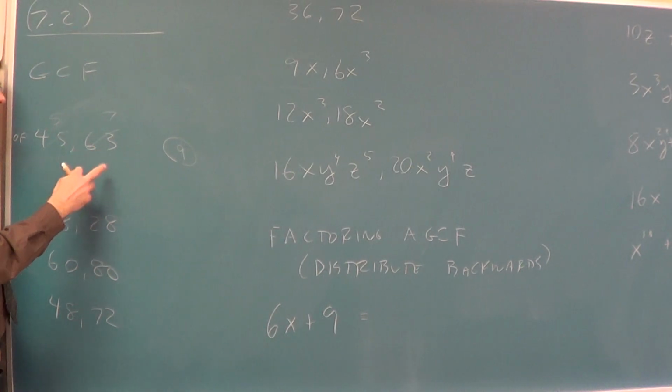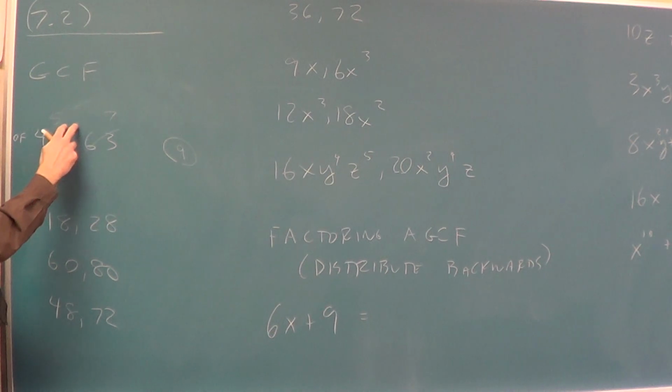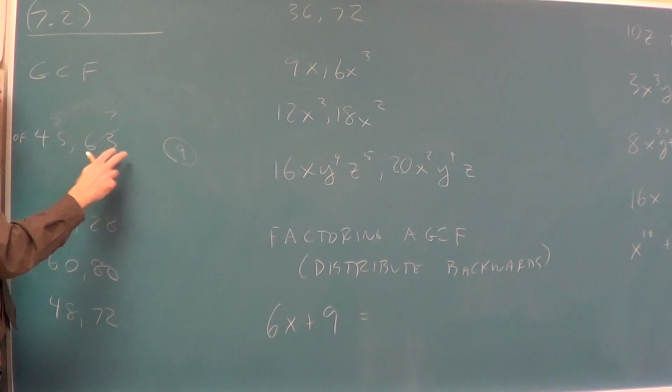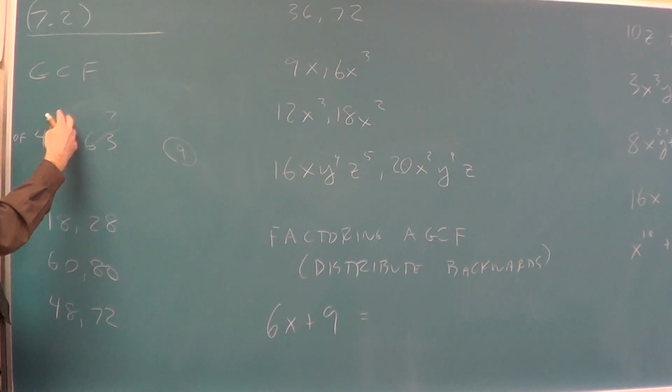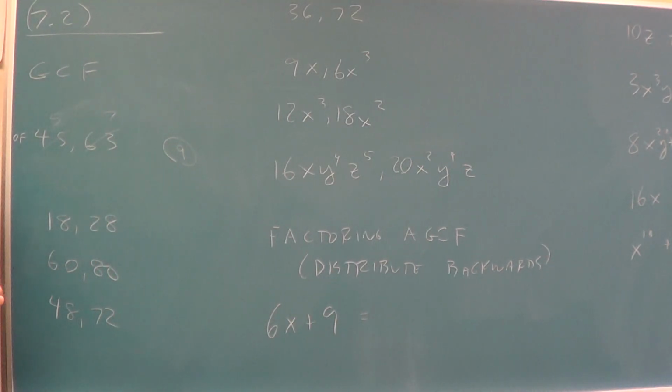This is a word called relatively prime. Nothing goes into these except for 1. Those are called relatively prime numbers. Compared to each other, they just don't have any common factors. But 9 is what we want to hit. Question about that?